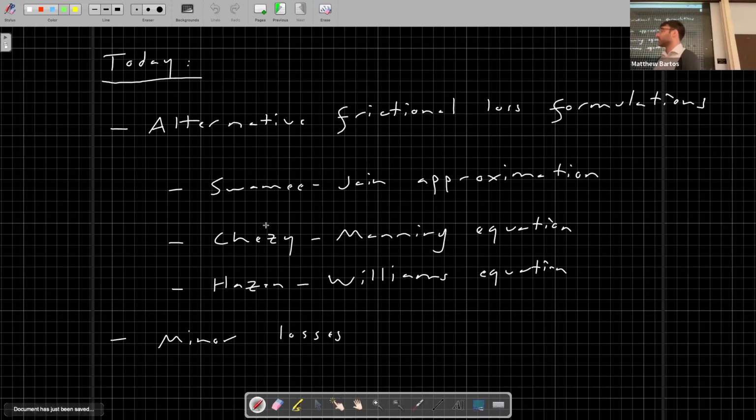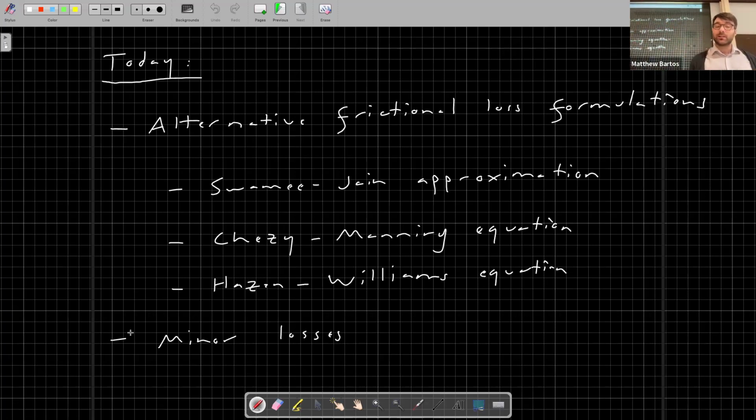This is widely used for computing frictional losses in open channel flow. It's also applicable for pipe flow as well. So we'll be talking about the Chezy-Manning model. And then finally, the Hazen-Williams equation. This is widely used within water distribution for computing frictional losses in pipes. So today I'll introduce these three empirical models for computing frictional losses. We'll do a couple examples and compare the results between these three models.